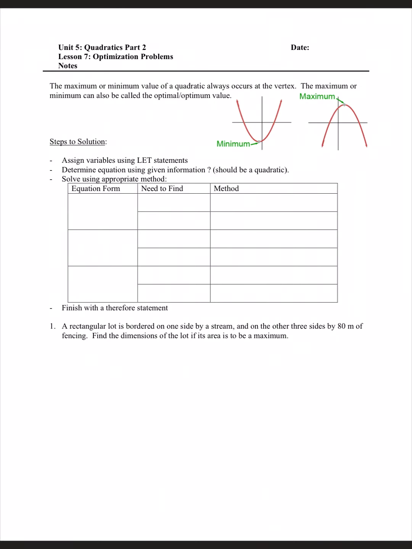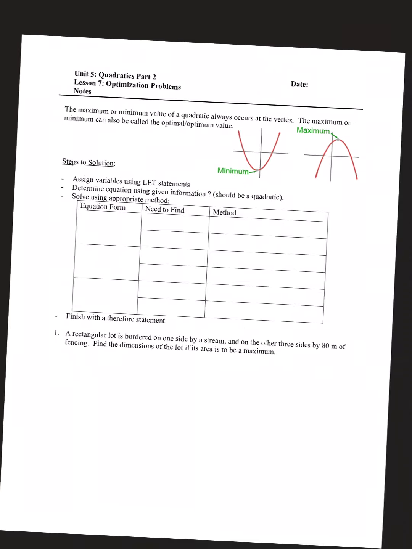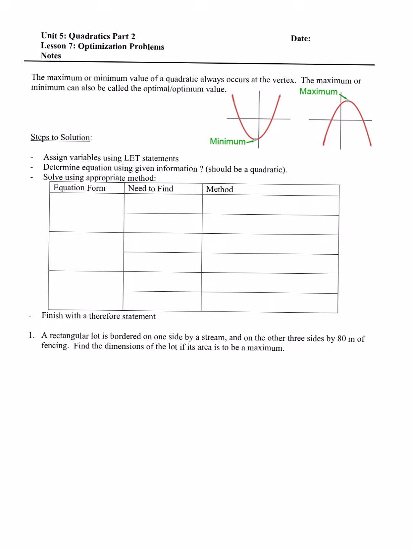Hi everyone, today we're looking at Unit 5, Lesson 7, Optimization Problems. So when we think of optimization, we should be thinking of our optimal value. We're going to talk about how that ties back to some of the key points we've learned in terms of our quadratic. So the maximum or minimum value of a quadratic always occurs at the vertex.